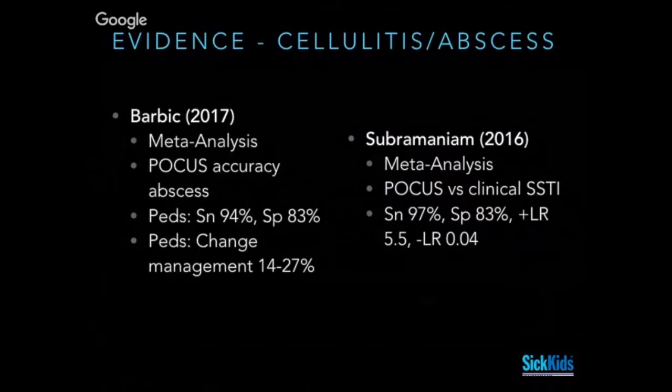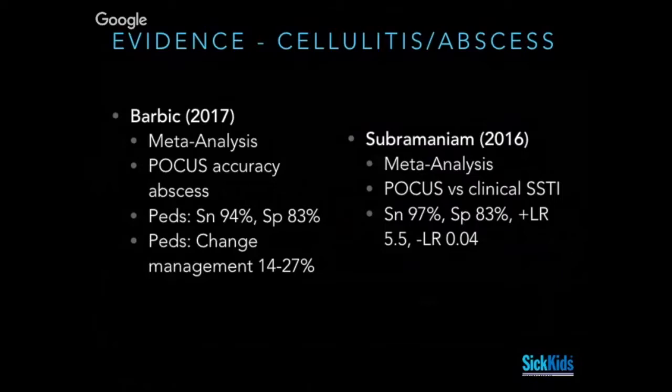So in terms of the evidence, there is a lot of evidence out there. I'm not going to go through all of it. There have been 2 meta-analyses that have come out in the last couple of years, so I'm going to go through those instead of going through all the RCTs and cases. Pardon me if I don't pronounce all the names properly, but Barbrick in 2017 in BMJ Open did a meta-analysis, and they looked at the POCUS accuracy of abscesses. They had adults and pediatrics in this study, prospective cohort and case control studies, and they did a ped subgroup as well.